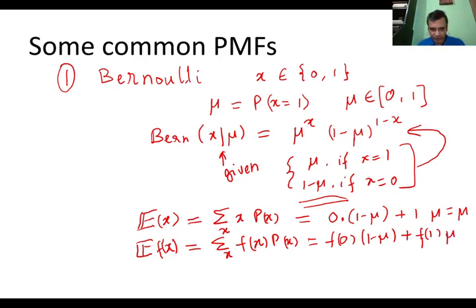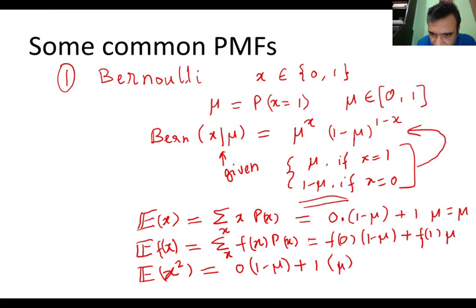Okay, it could be any function. Here the function happens to be x. Now let's talk about another function. Let's say we take the function x square. Expected value of x square. Okay, so that is going to be 0 times 1 minus mu plus 1 times again mu, which is equal to mu. Okay, so why am I talking about expected value of x square?